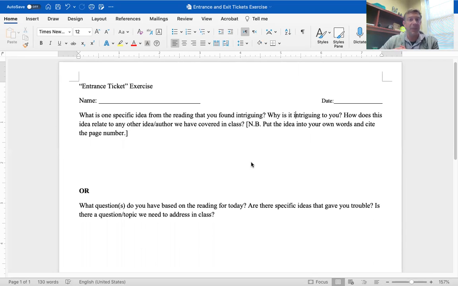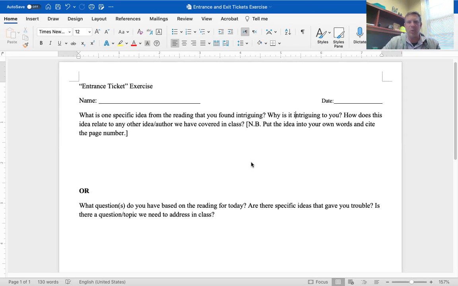They can answer one of two questions. The first is: what is one specific idea from the reading or some other homework that you found intriguing? Why is it intriguing to you? How does this idea relate to any other idea or author that we've covered in class? This can be shorthand, it could be two sentences, but the idea is that they have to interact with something specific in the reading.